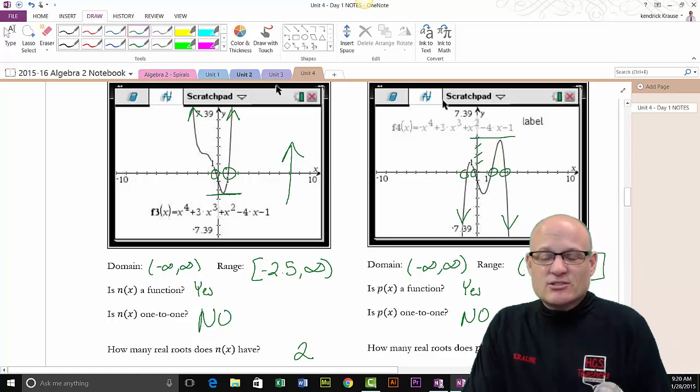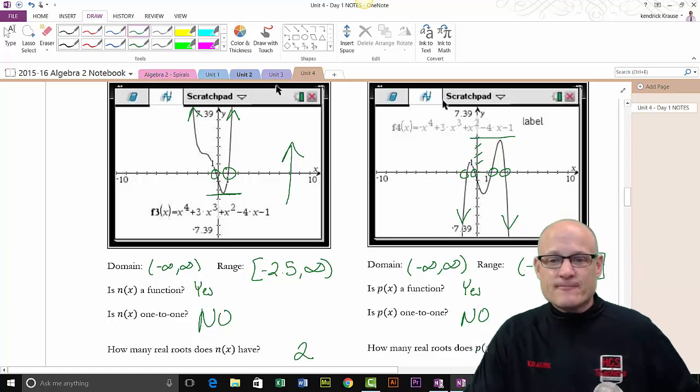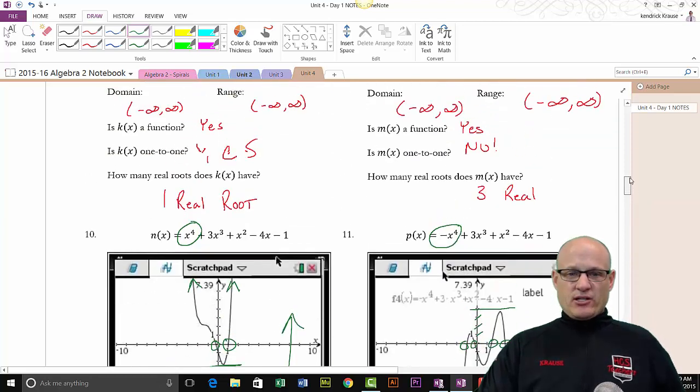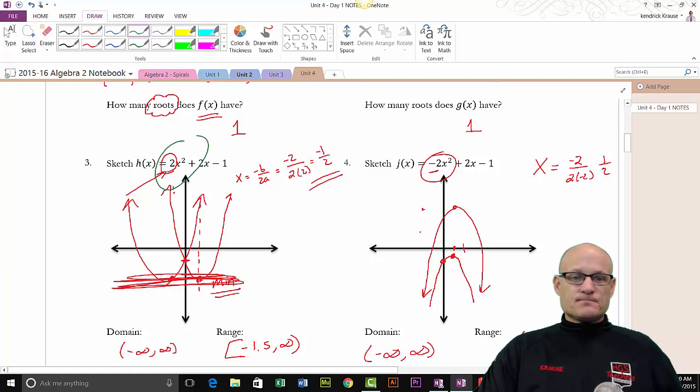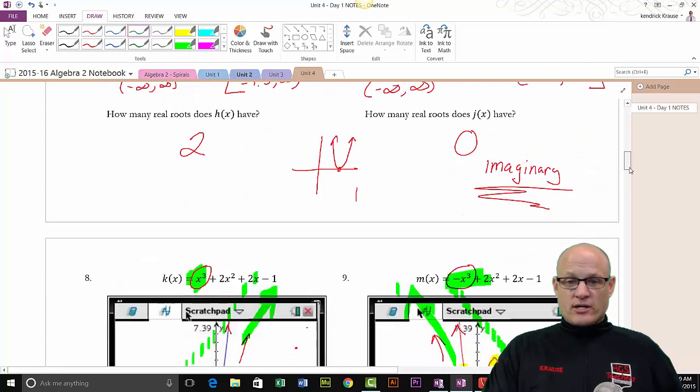Now, one of the things I want you to start to look at is, let's go back and look at this parabola. It was a positive 2 and a 2nd degree polynomial, and it went up. This was a 2nd degree polynomial and a negative 2, and it went down. Go down here.